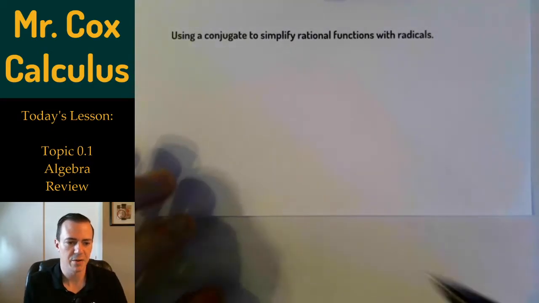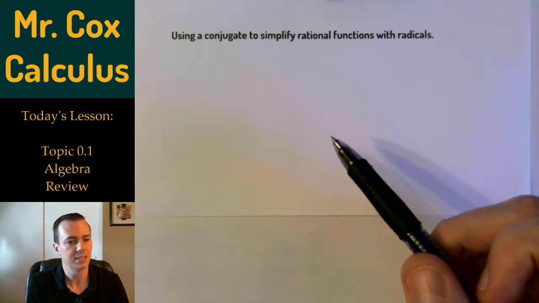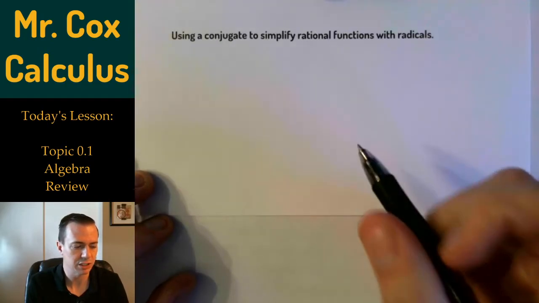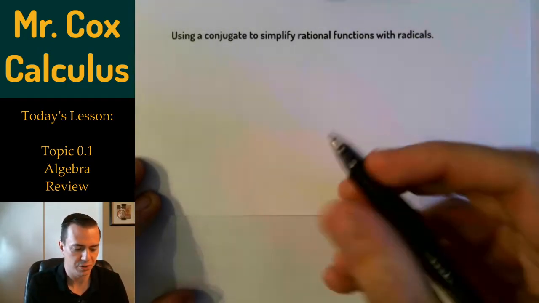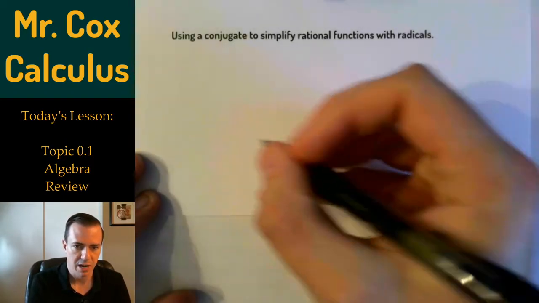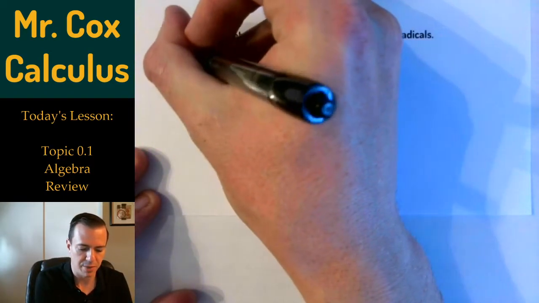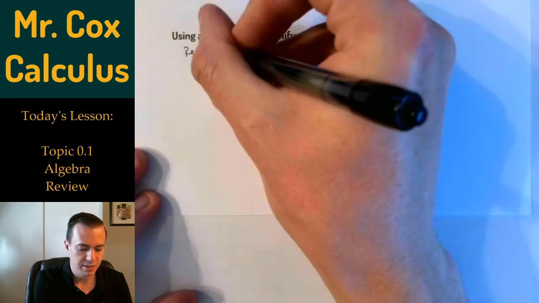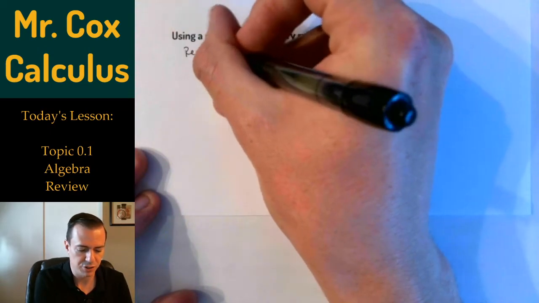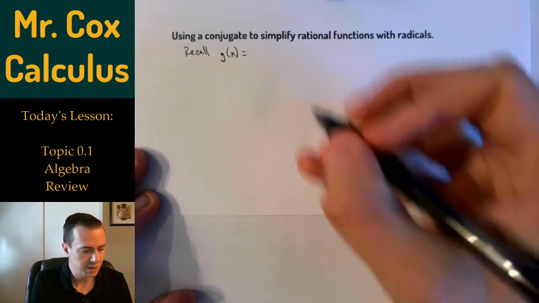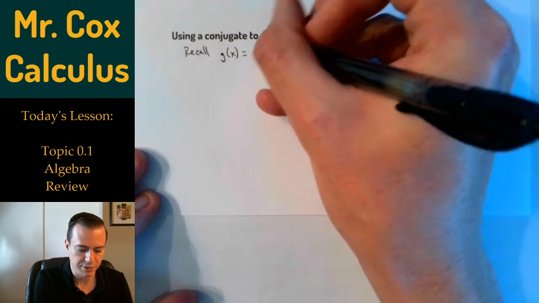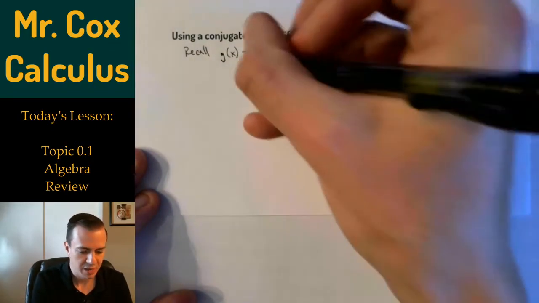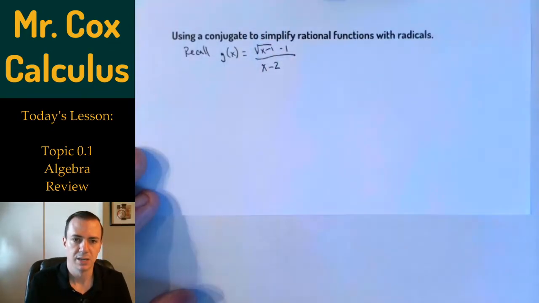Let's take a look at another algebraic technique we can use to simplify a rational function, this one involving a radical in either the numerator or the denominator. So let's go back to a function we looked at earlier in this topic, our function g of x, which we said was equal to the square root of x minus 1 in the numerator and x minus 2 in the denominator.